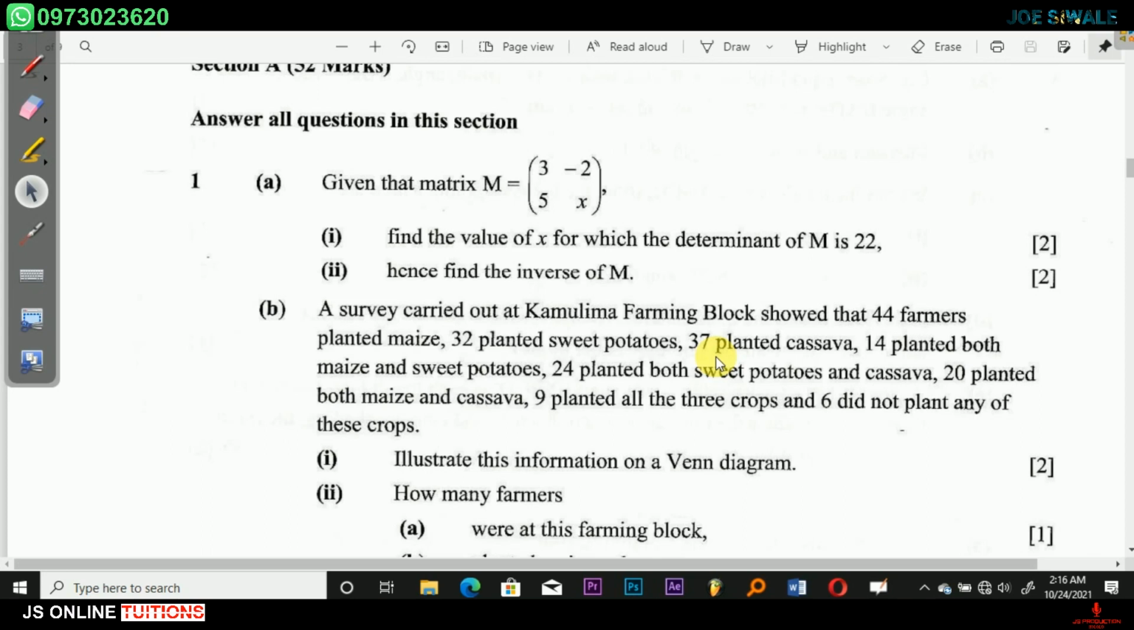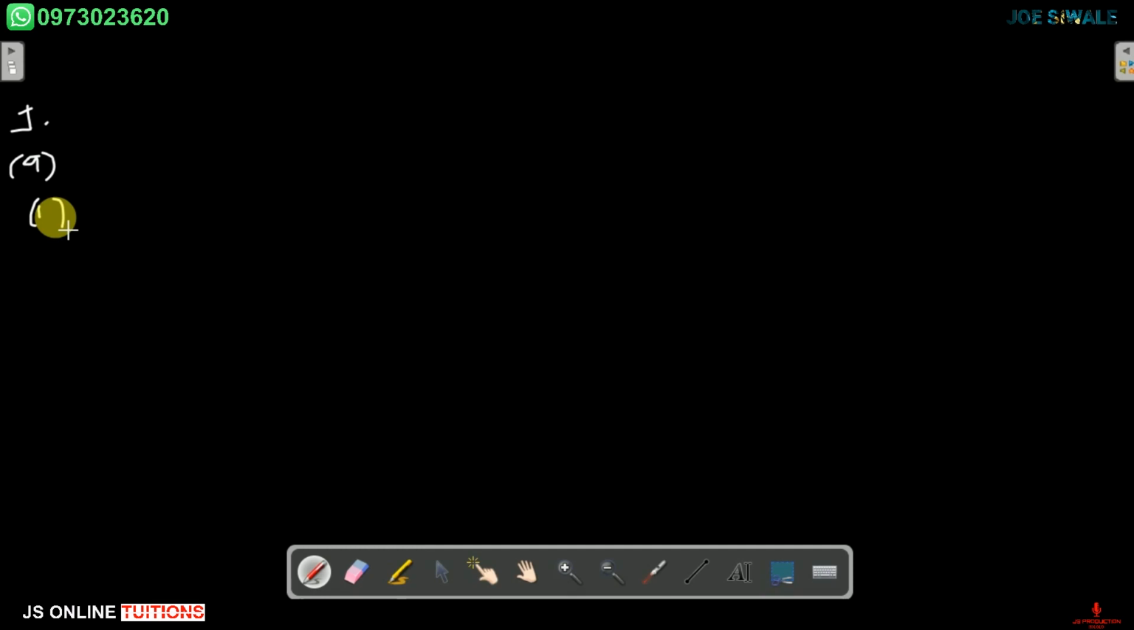Question 1A reads, given that matrix M is equal to 3, negative 2, 5, x, Part 1, find the value of x for which the determinant of M is 22. Part 2, hence find the inverse of M. So we're going to start with Part 1, find the value of x for which the determinant of M is 22.